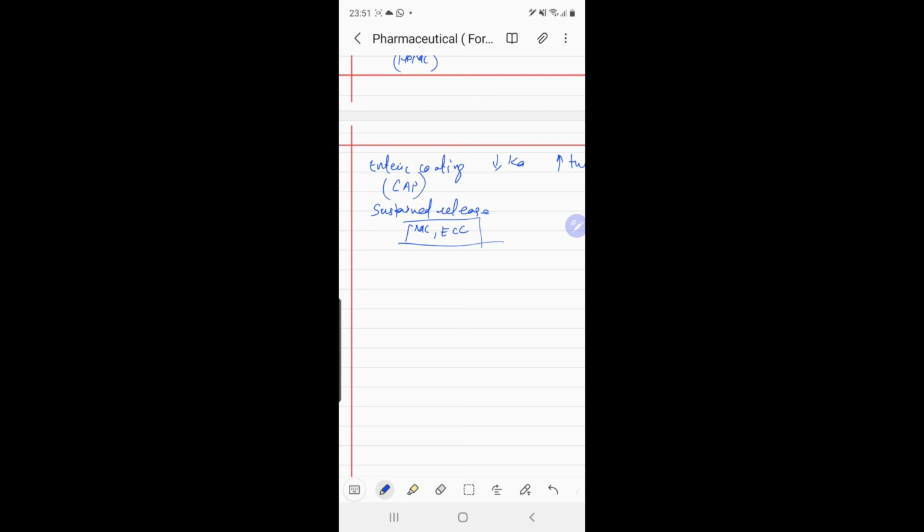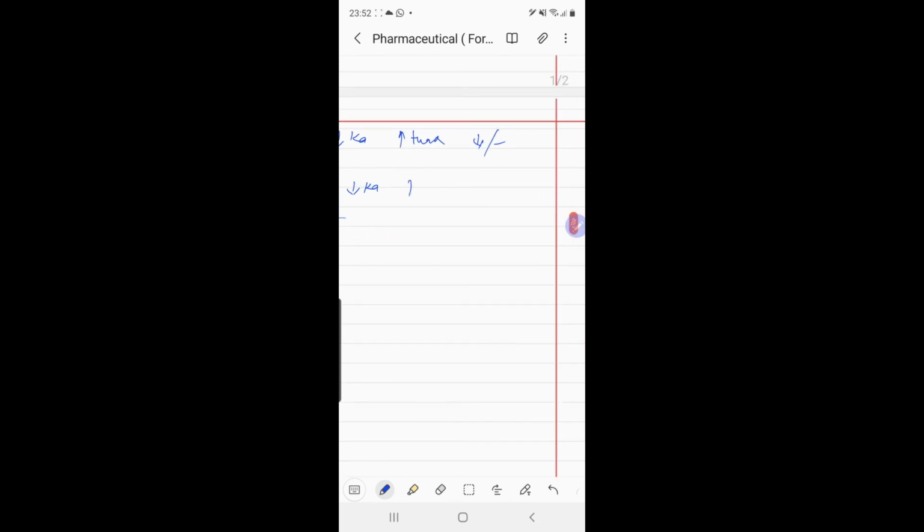Sustained release by using MC and EC, these are used in bulk for making the tablet, which gives slow release. Automatically, it decreases the Ka value and increases the Tmax value, and there is a decrease in the effects.